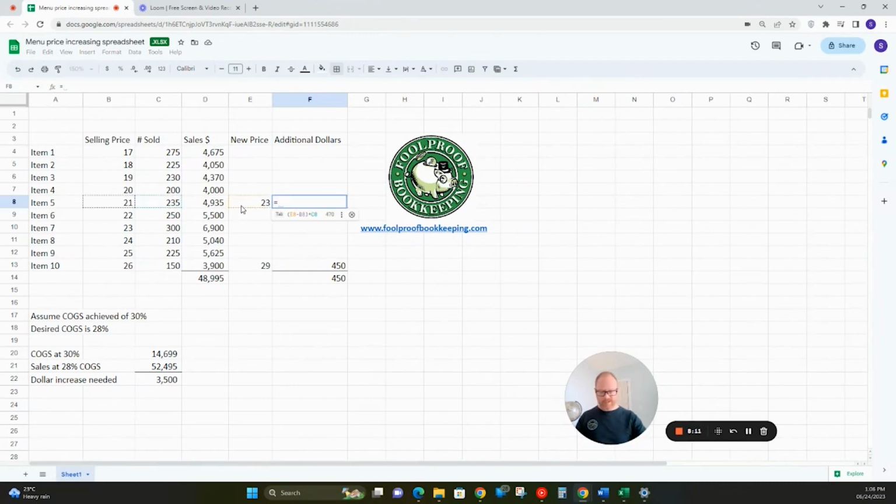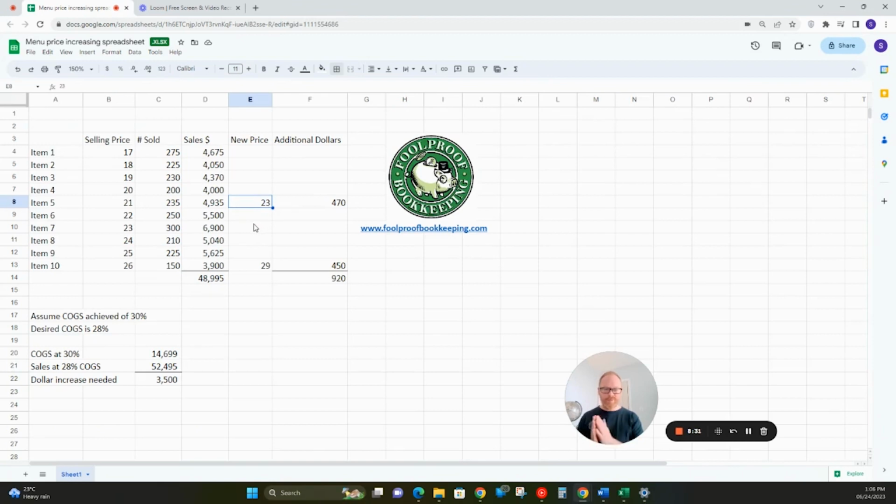And so again, we take a look at what that difference is going to be in terms of dollars. So we're raising the price by $2 on 235 items sold. That gives us another $470 in revenue. So those two increases already put us up to $920. And you just keep working your way through this.